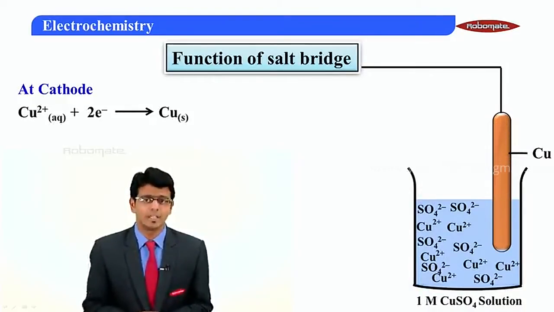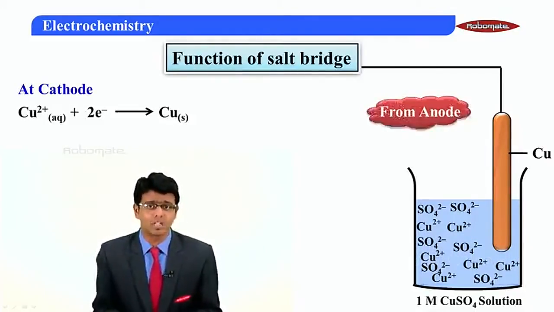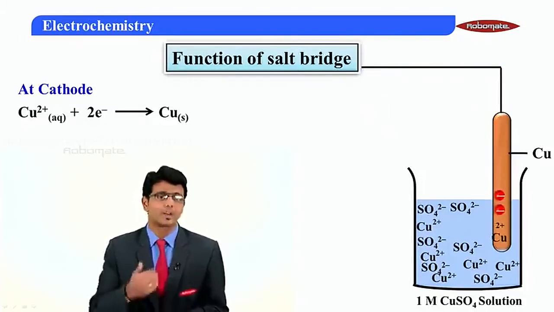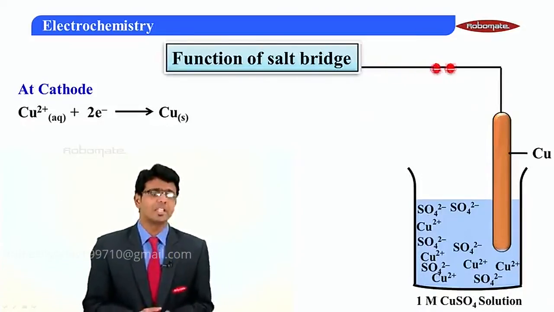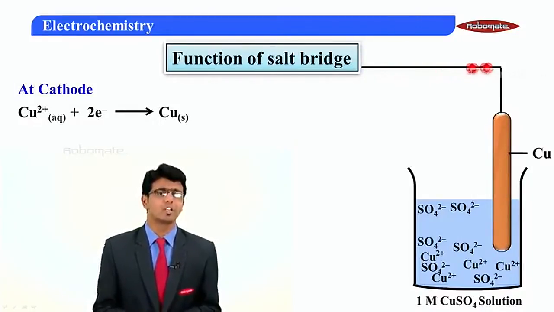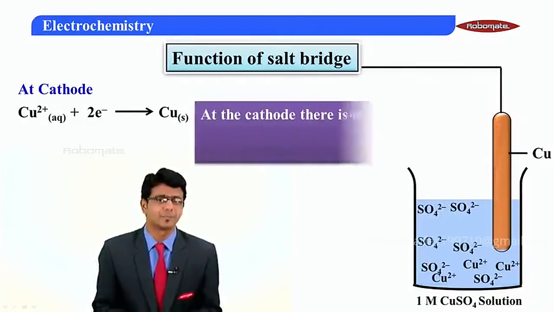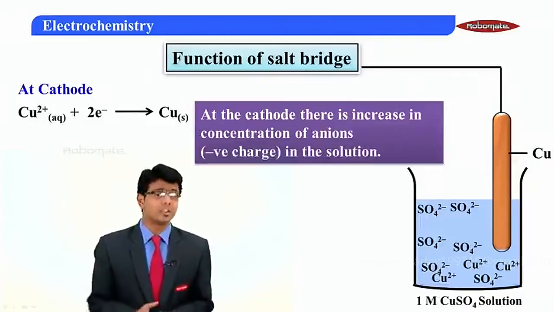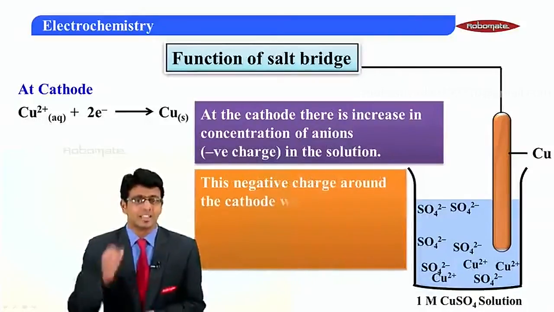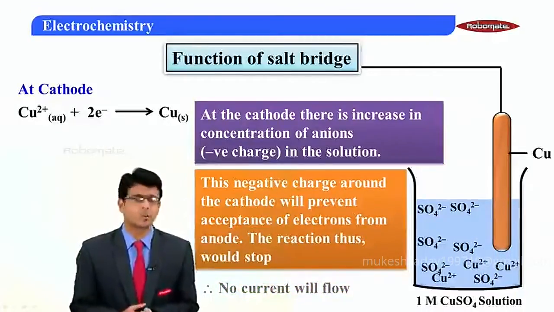At the cathode, what is happening? You have the reaction Cu2+ plus 2 electrons giving Cu. These electrons are coming from the anode, so electrons get into the copper electrode and copper ions get reduced. Many such reactions take place multiple times, so the Cu2+ ion concentration will keep on decreasing. At the same time, the sulfate ion concentration is increasing. So at the cathode there is an increase in the concentration of anions, that is negative charge, in the solution. This negative charge around the cathode will prevent acceptance of the electrons from the anode.